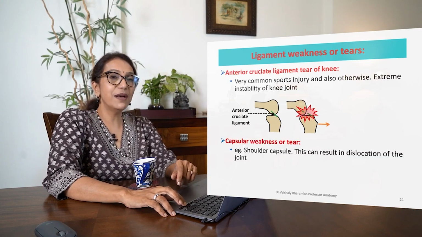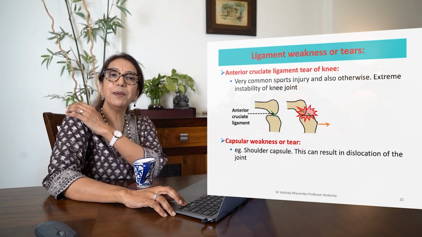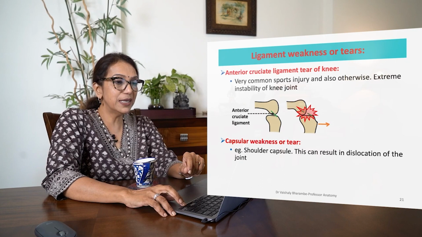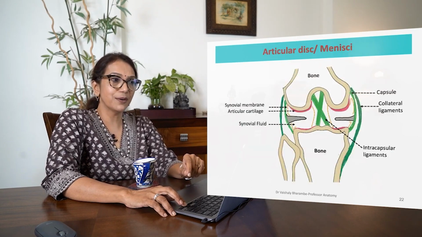Similarly, you have capsular tears. For example, people have injury to their shoulder joint capsule. They begin to complain of repeated dislocation of the shoulder joint.